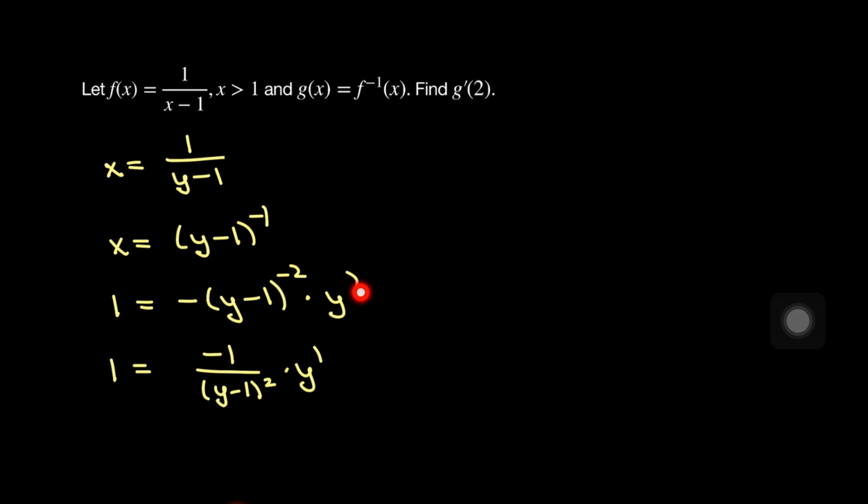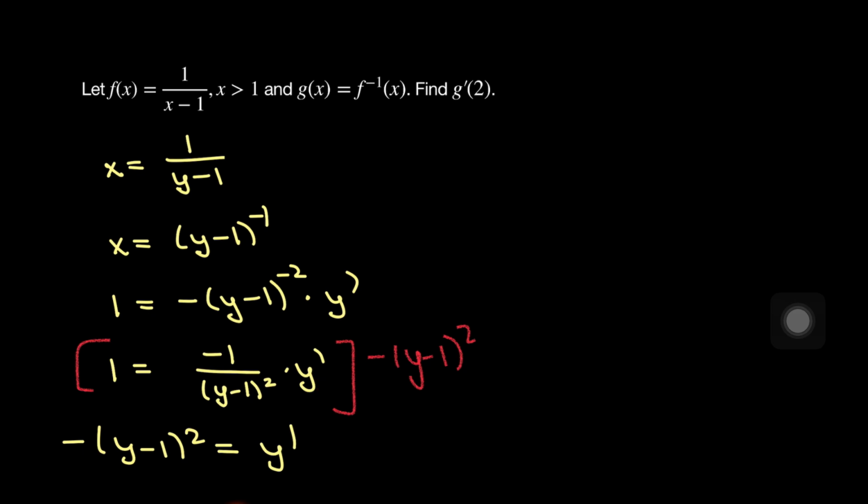Before I solve for y prime, I think I'm going to rewrite that negative exponent as a positive exponent. So negative y minus 1 to the negative 2 is the same as negative 1 over y minus 1 squared. Then to solve for y prime, we can multiply both sides by the negative and also the y minus 1 squared. That's going to give me negative y minus 1 squared equals y prime. So I have an expression for the derivative of this function implicitly.